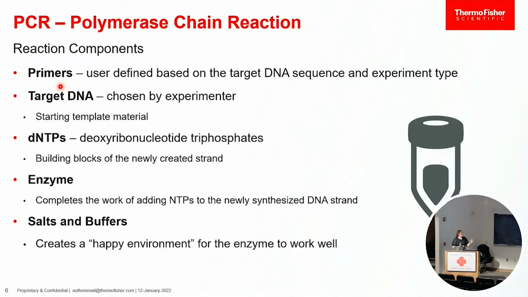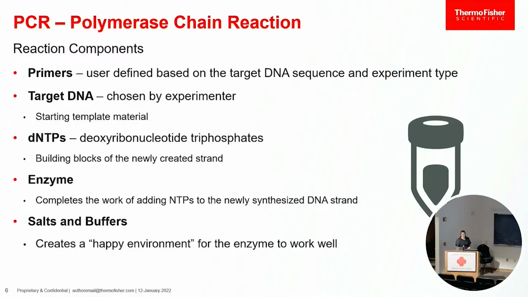So those two points are specific to each and every experiment, and you get to pick that. The more universal pieces are dNTPs, and those are the individual singular nucleotides that we're going to build onto the primer to create that sequence we're interested in. So they're nucleotide triphosphates, and they're usually in a mix. And like I said, it's the building blocks there.